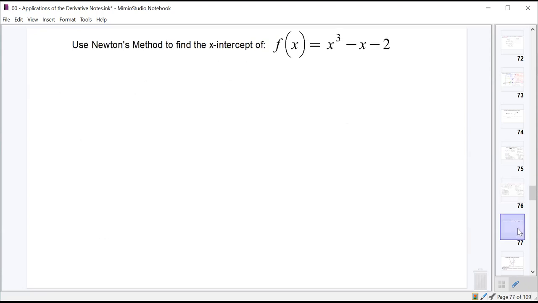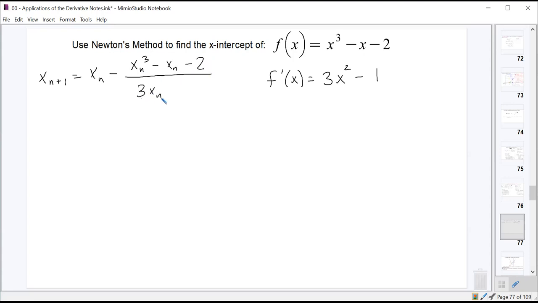So we'll just do one more here. We're going to use the function f of x is equal to x cubed minus x minus 2, giving us f prime of x is equal to 3x squared minus 1, which means that using our Newton's method formula, x sub n plus 1 needs to equal x sub n minus x sub n cubed minus x sub n minus 2, all over 3x sub n squared minus 1. And you want to make sure you write that formula each time.